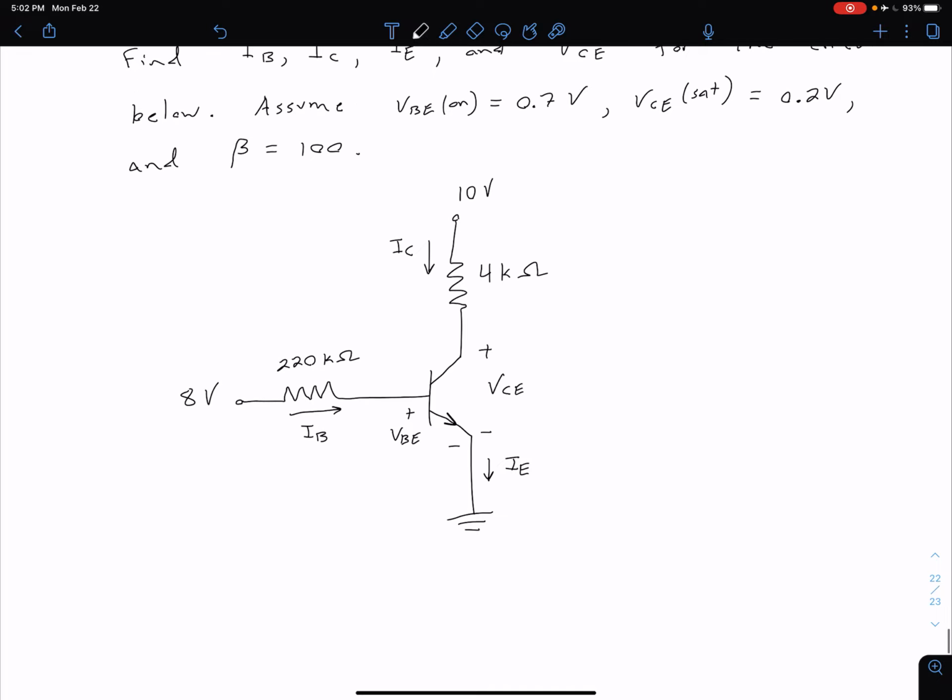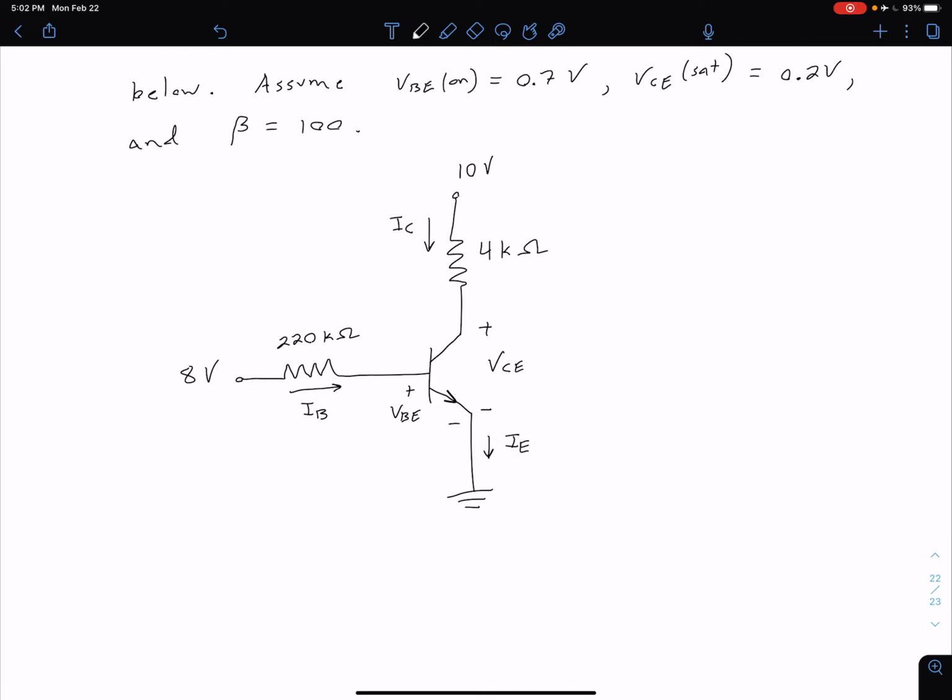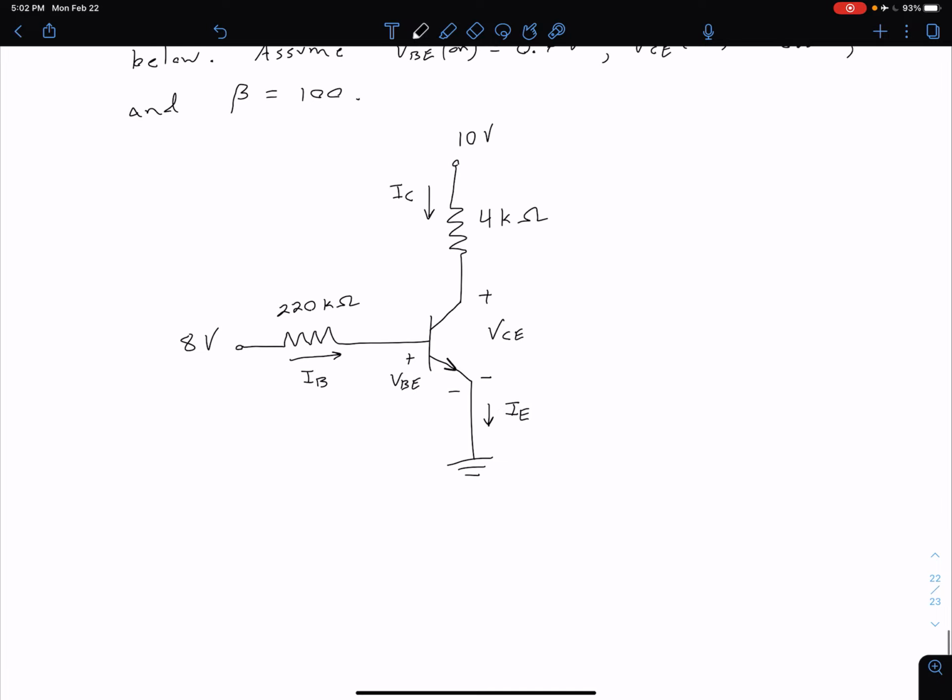And so we see the circuit configuration is the same as what we saw in our previous example. We just have a couple minor changes. We've doubled our VBB voltage from 4 to 8, and we've doubled our RC from 2K to 4K. So let's do the same approach that we did last time and see if we can figure out what some of these values are.